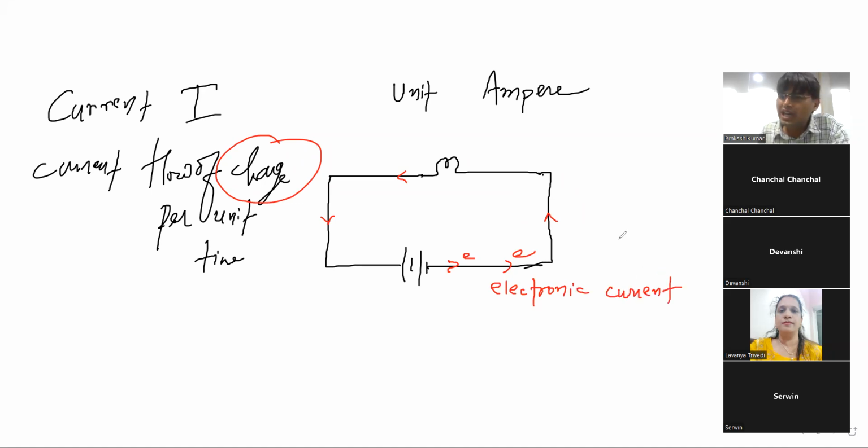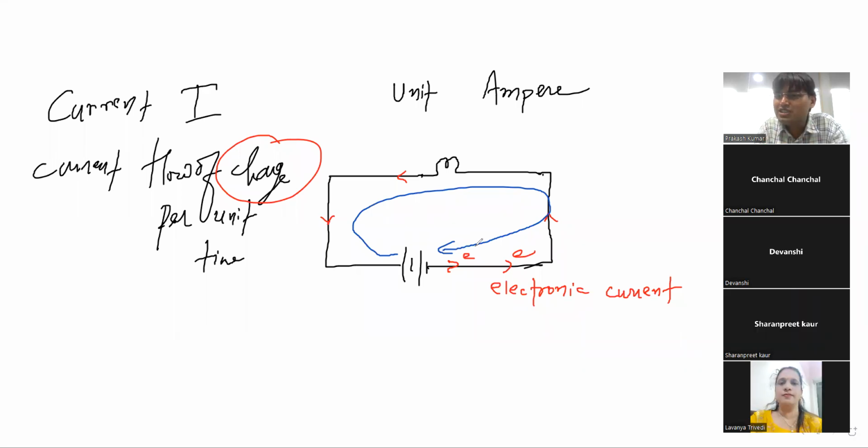But you must have studied that the teacher tells you the current direction is from positive to negative. Did all of you hear this? What exactly is flowing from positive to negative? If you think a proton is going to move, no, the proton is in the nucleus itself. The only thing which can move is the electron.